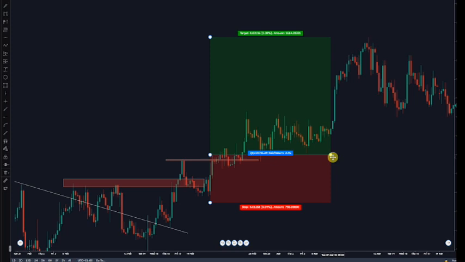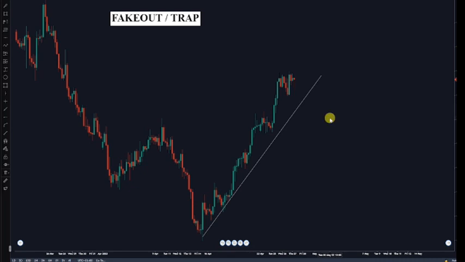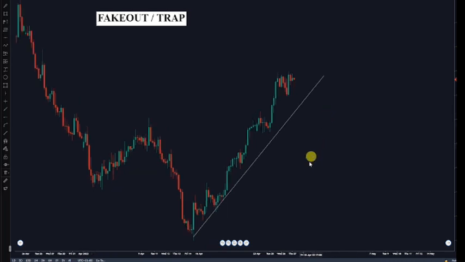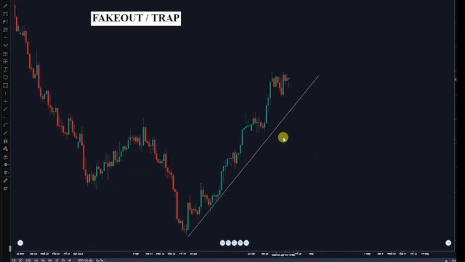So the next trend reversal you need to know as a beginner is called a fake out. This is a trap. This is a bull trap. You get the point. So now what's the trend? The trend is making a series of highs and higher lows.